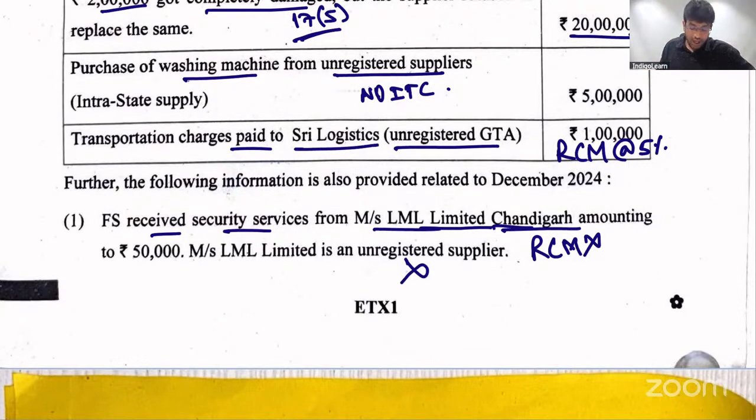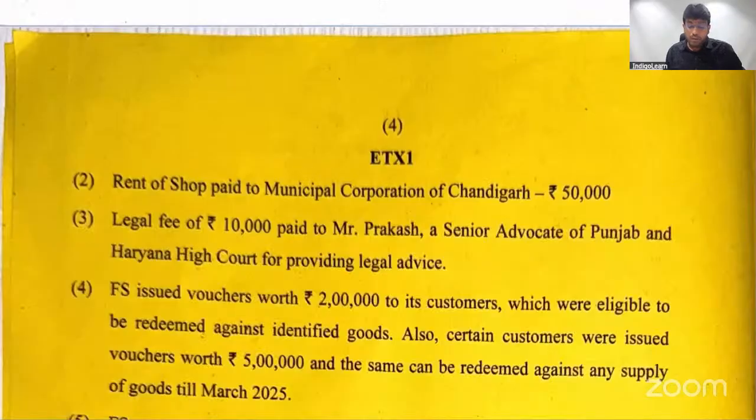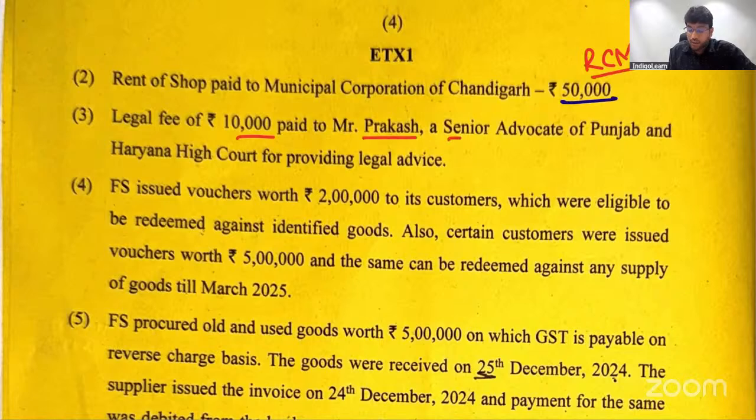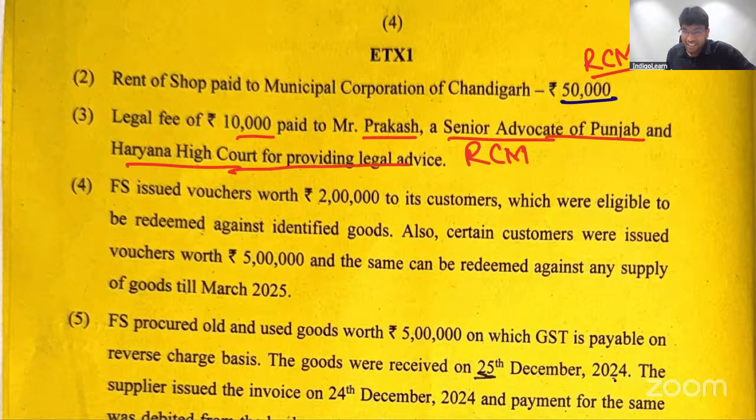Then, moving forward, rent of shop paid to Municipal Corporation of Chandigarh, 50,000 rupees. On this, my dear friends, RCM provisions will come into picture. Next, legal fees of 10,000 paid to Prakash, a senior advocate of Punjab and Haryana High Court for providing legal service. This is also covered in RCM. Clear? Good.